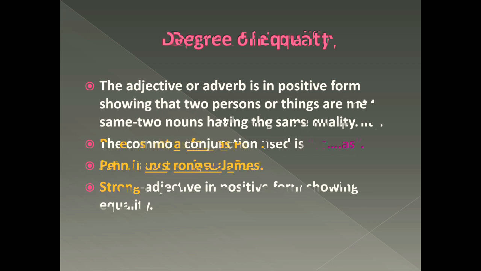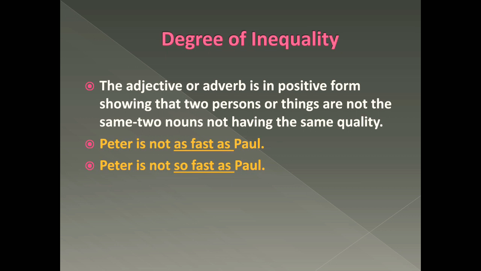Next, degree of inequality. The adjective or adverb is in positive form, showing that two persons or things are not the same, to nouns not having the same quality. Suppose, for example, Peter is not as fast as Paul. Here, the two nouns are Peter and Paul, but they do not possess the same amount of the quality fastness. That means Peter is not as fast as Paul.